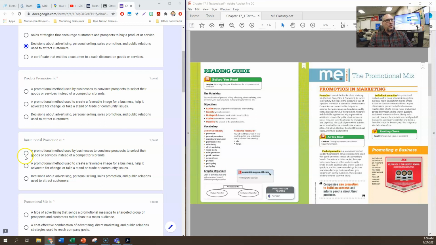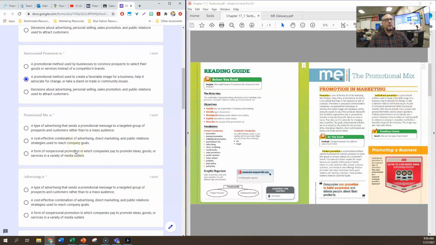Okay, so I'll do that. There's that one. And then institutional promotion is right here. So it's a method used to create a favorable image. So I've read through that, and here we go.